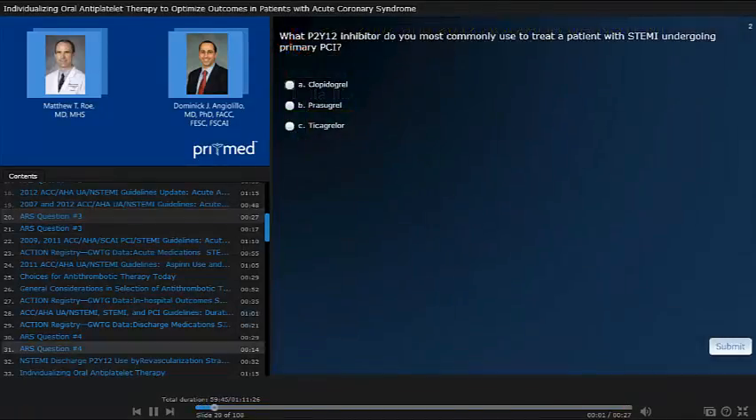And so next we'll go to the STEMI population, and the question here is, what P2Y12 inhibitor do you use most commonly to treat a patient with STEMI who's undergoing primary PCI? We're not asking the timing of it, just which one would you prefer to use. Number 1 is clopidogrel, number 2 is prasugrel, and number 3 is ticagrelor.